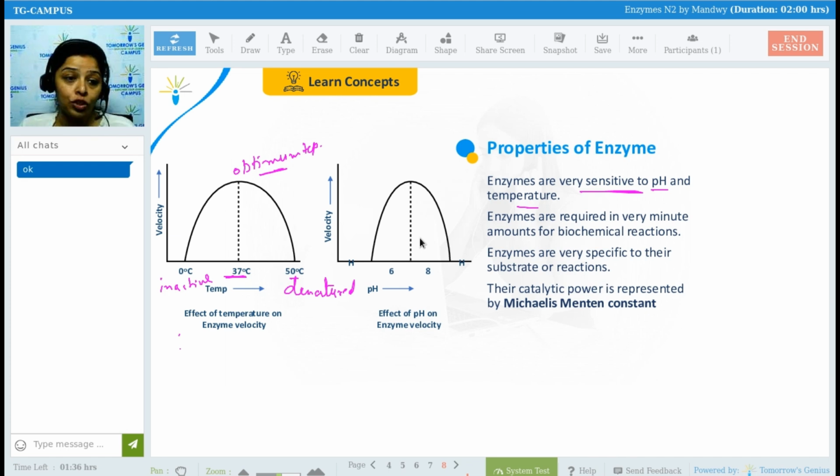Okay. Now let's talk about pH. The optimum pH for enzymatic activity is 7. But there are some enzymes that perform their activity even below 7 and even above 7. For example, pepsin or renin.